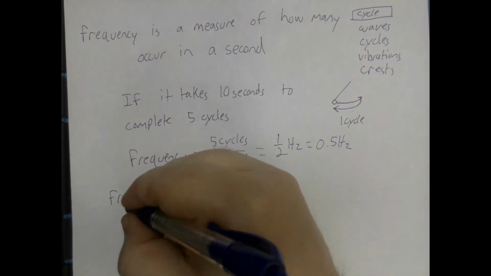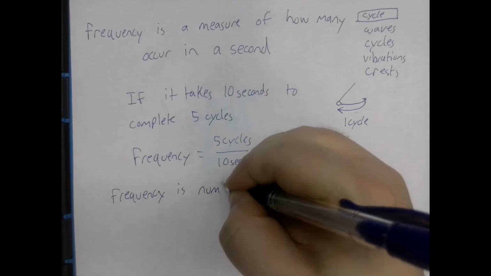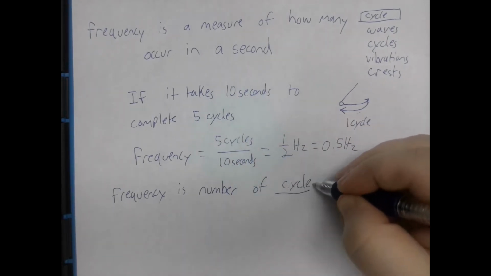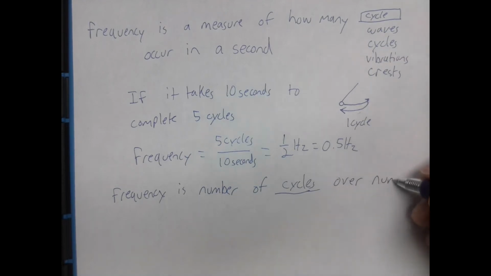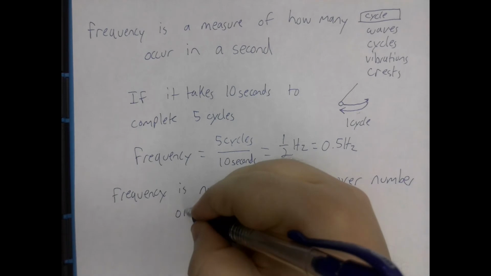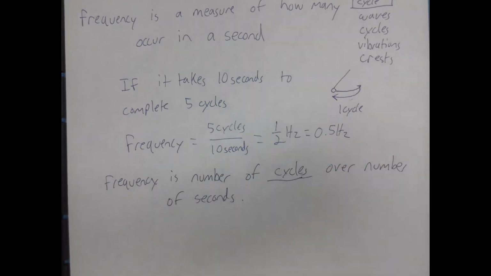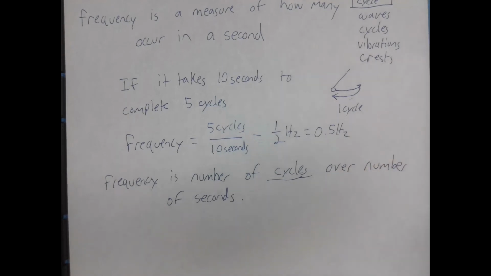So frequency is number of cycles over number of seconds. And the cycles could be crest, waves, vibrations, whatever.